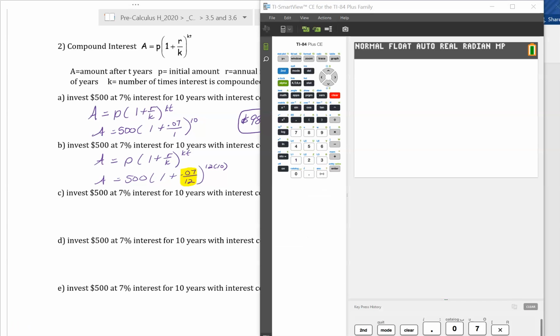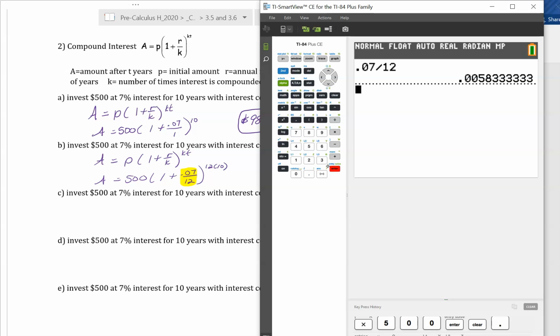There are a lot of ways you could use your calculator. You might want to start with the 0.07 divided by 12. So 0.07 divided by 12, hit enter, add the 1. Hit enter again. Now we are going to take that to the 120th power.